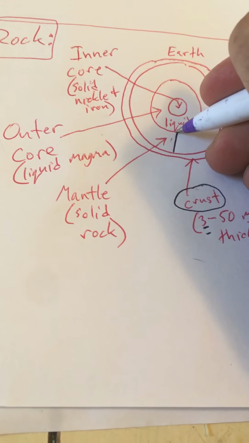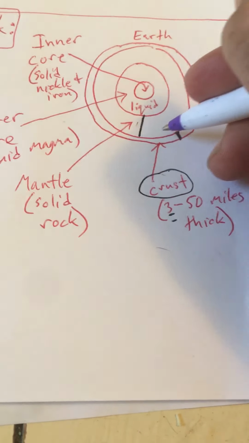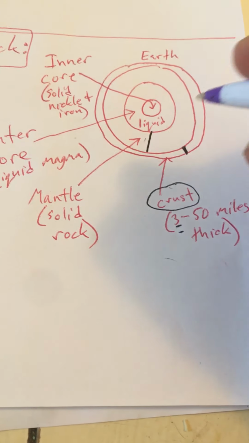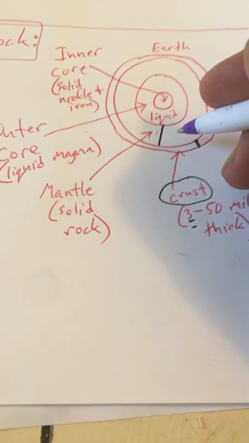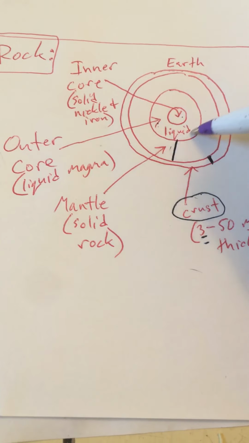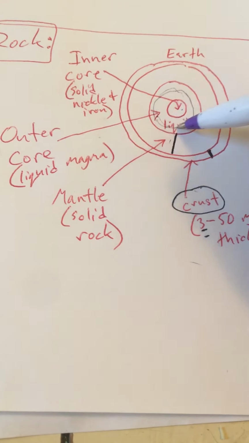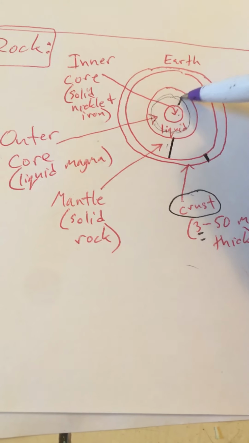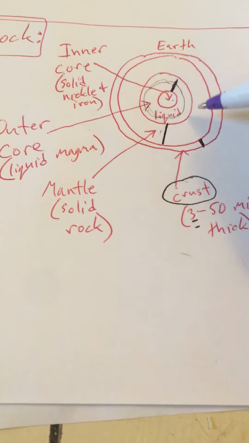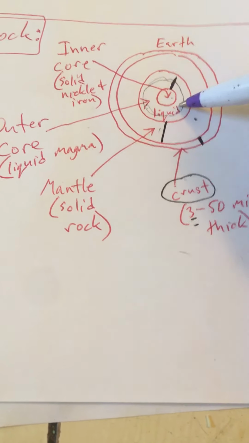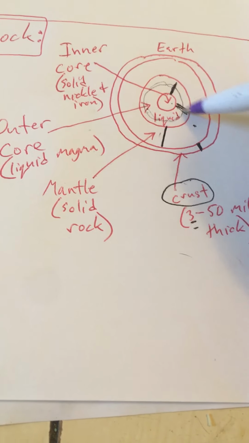The mantle is solid rock. So if you were able to dig through the crust and get to the mantle, it is solid rock. Okay? Then you have the outer core. So there's the core, which has an outer and an inner part. The outer core is actually liquid magma. So it is liquid. Okay? So this part here, from here to here, is liquid magma. So think about that. The mantle is sitting on a bunch of liquid magma.